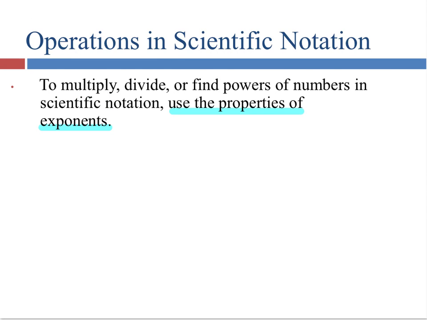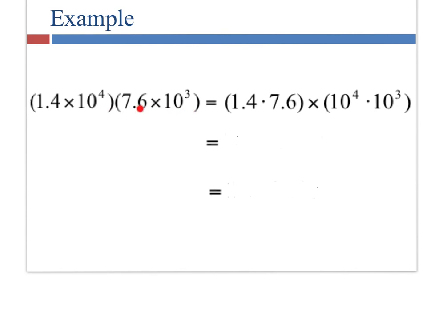To multiply, divide, or find powers of numbers in scientific notation, we are going to use the properties of exponents. This is a typical problem in scientific notation. What we would do with this problem is we would use the commutative property and multiply 1.4 times 7.6. That's what you see here. And then we would multiply 10 to the fourth power times 10 to the third power.